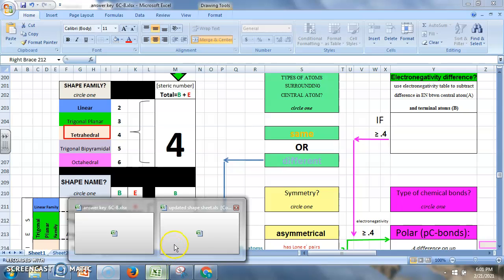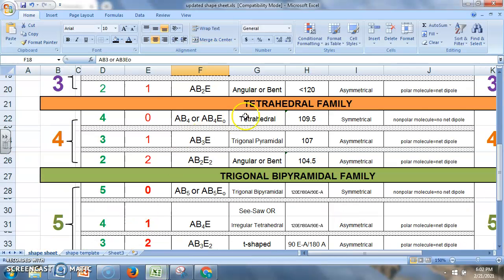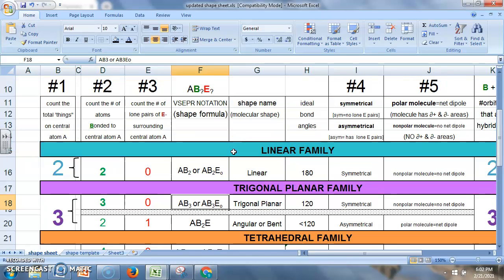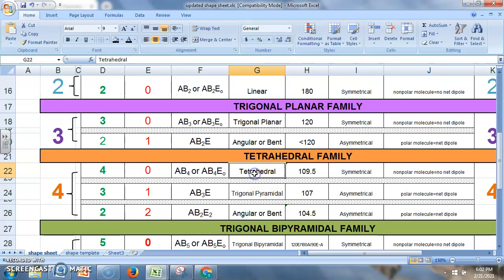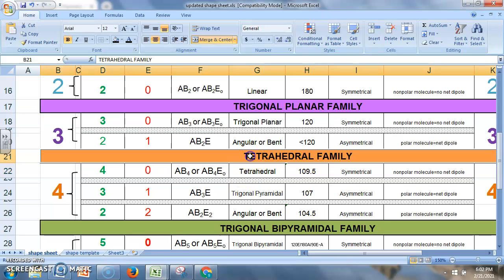If we take a look at our shape sheet, we are now in the tetrahedral family. So we have 3 more problems to do. If you've been following the pattern, we've just been going straight down. First one we did was linear, then trigonal planar, then we did an angular or bent. Now we're on tetrahedral. I'm guessing problem 5 is trigonal pyramidal. Problem 6 is probably angular or bent. So we had 4 atoms, no lone pairs. So the actual shape is tetrahedral. It is the tetrahedral shape in the tetrahedral family.